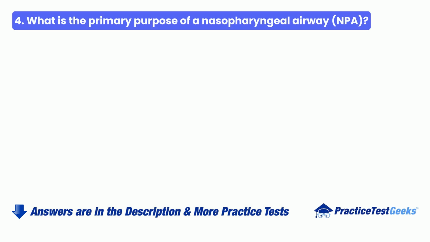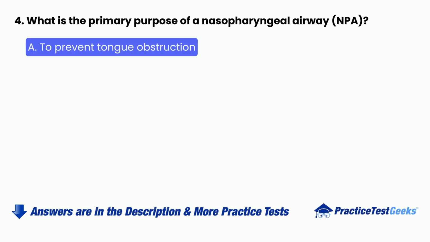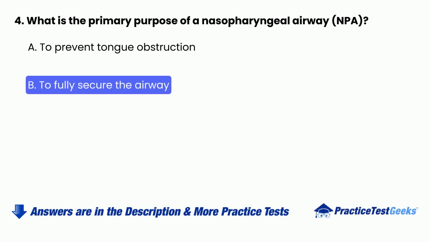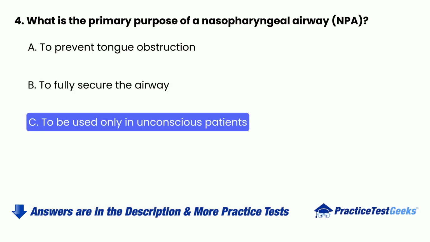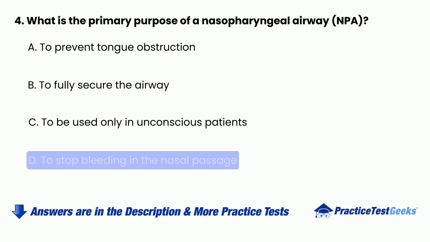4. What is the primary purpose of a nasopharyngeal airway or NPA? A. To prevent tongue obstruction. B. To fully secure the airway. C. To be used only in unconscious patients. D. To stop bleeding in the nasal passage.